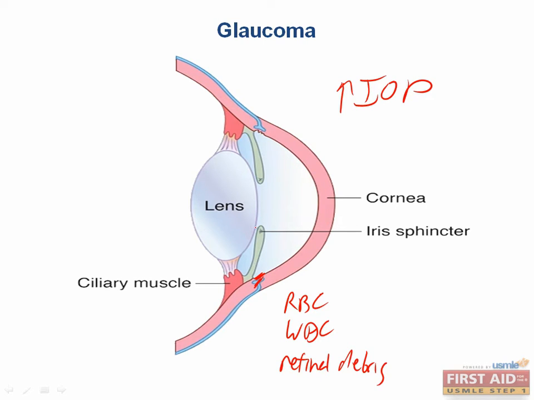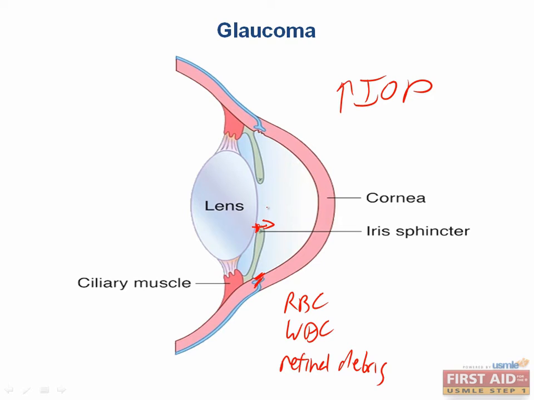Chronic closed-angle glaucoma is caused when the angle between the iris and the cornea blocks the flow of aqueous humor. This can happen in a number of different ways, including the lens moving forward against the iris or proliferation of blood vessels in the iris.